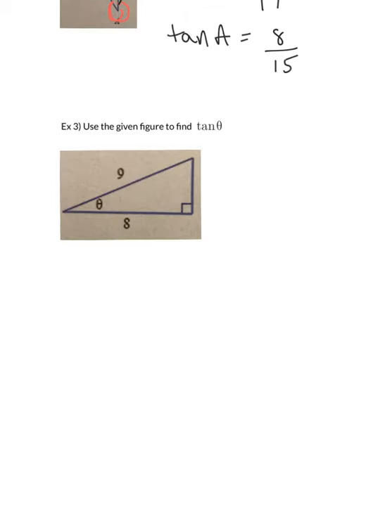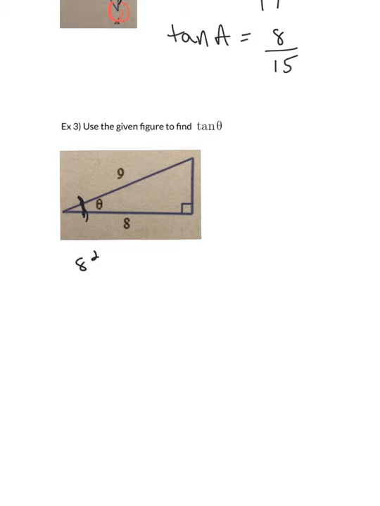On example 3, we are asked to find tangent of theta for the figure we are shown. So everything that we are doing for tangent is in relationship to the angle that's over here. Tangent is opposite over adjacent. The opposite currently has no value. We have to figure out what that value is. So in order to do that, we need to do the Pythagorean theorem.